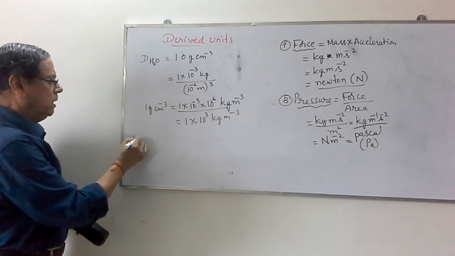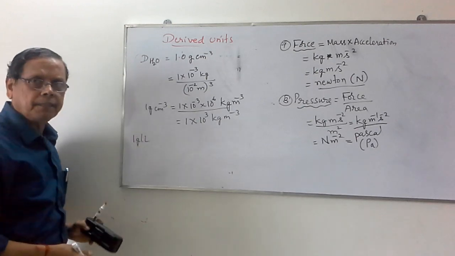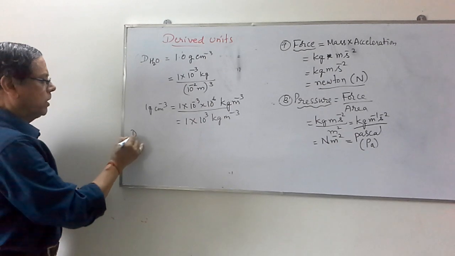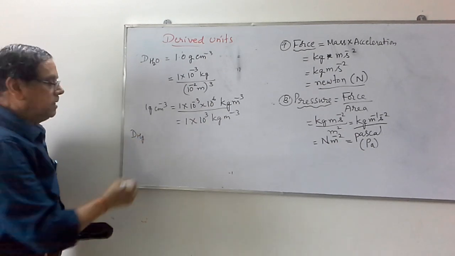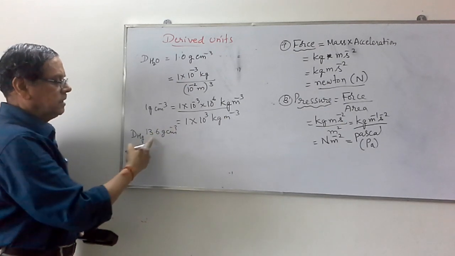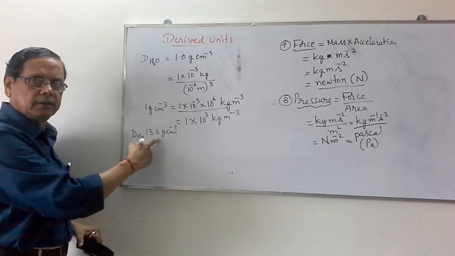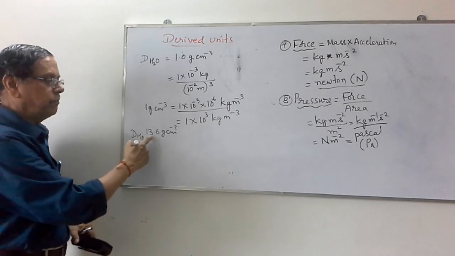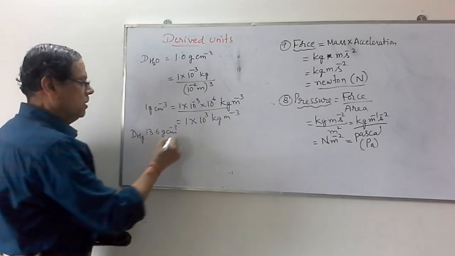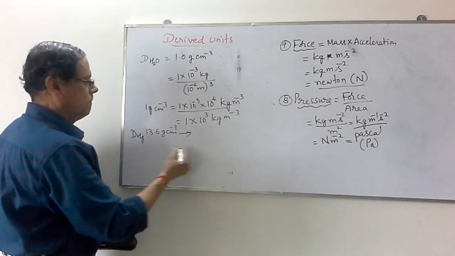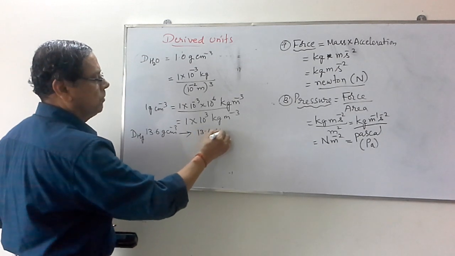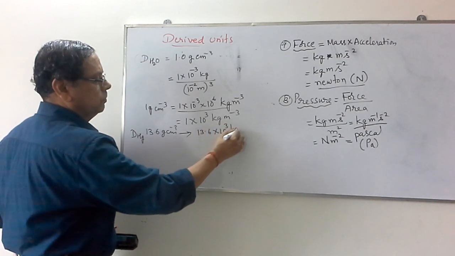Now let us take another example. Let me take for example the density of mercury. Density of mercury is 13.6 gram per cm cube, that is, it is 13.6 times heavier than water of the same volume. So this can be converted to the SI unit as 13.6 into 10 to the power 3 kg per meter cube.